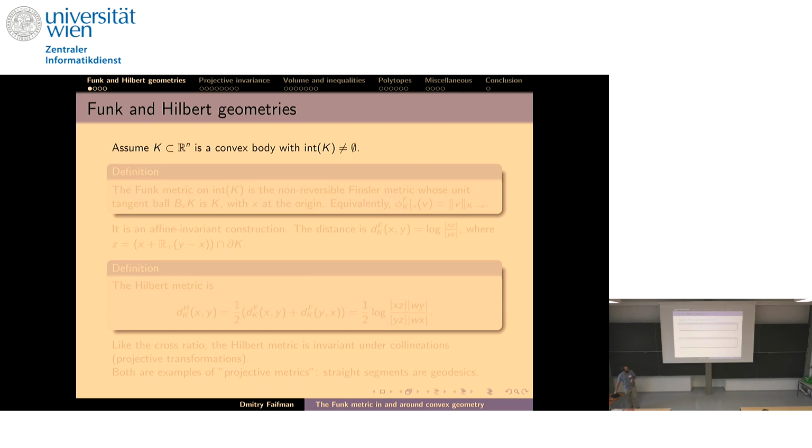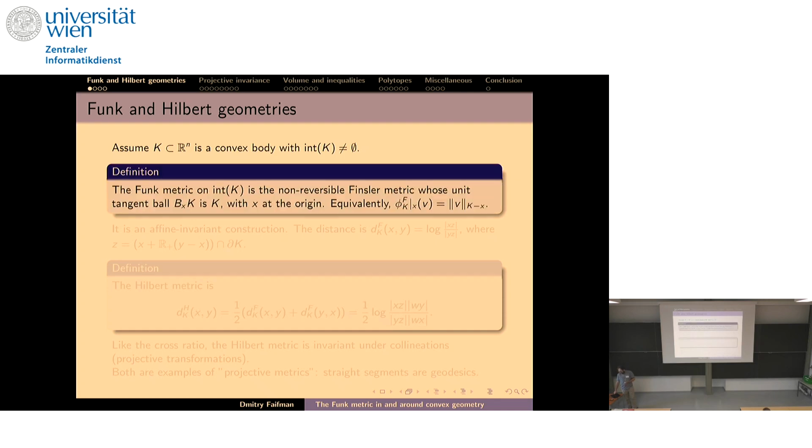K throughout the talk will stand for a convex body. So that's a compact convex set in Rn, always with non-empty interior for our purposes. And here comes a definition. The Funk metric is a natural metric that's defined on the interior of the set. It is a non-reversible Finsler metric, such that the tangent ball at every point is the set itself.